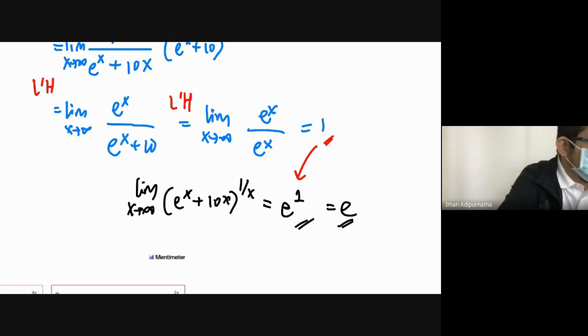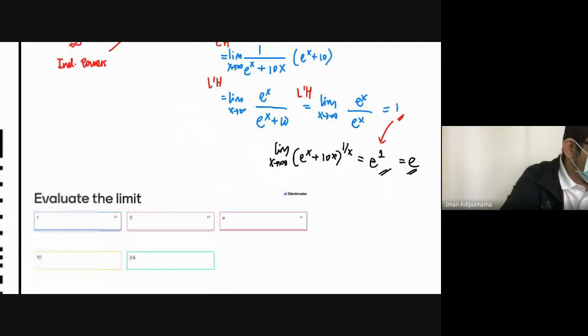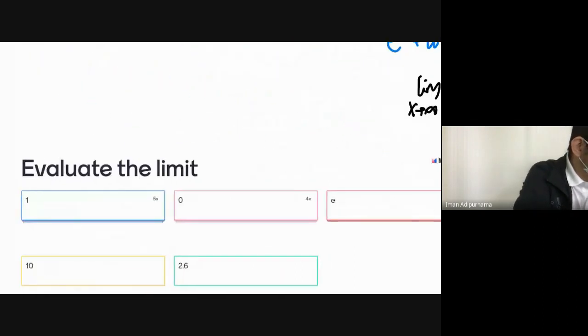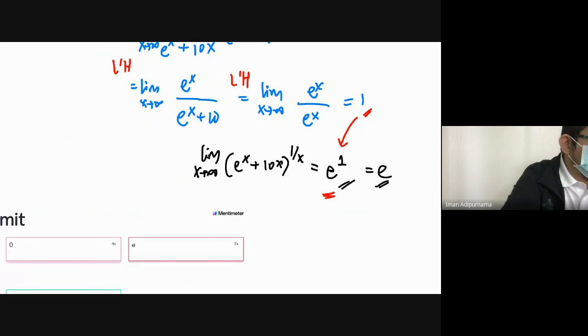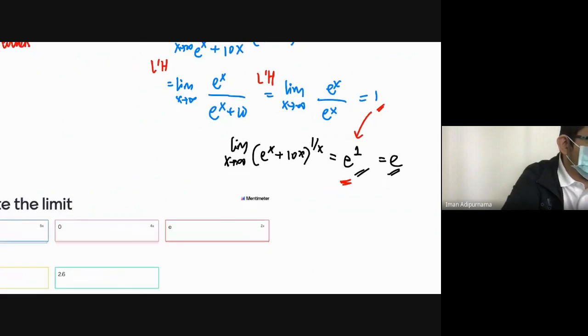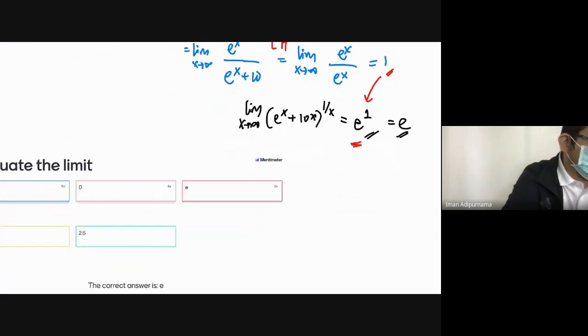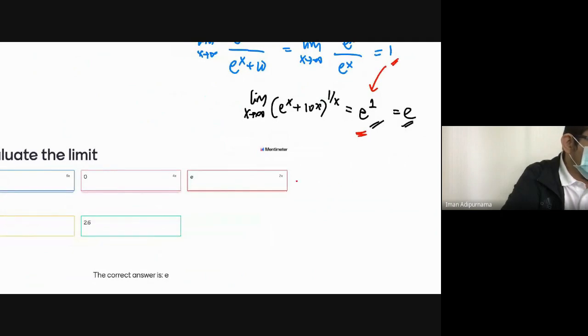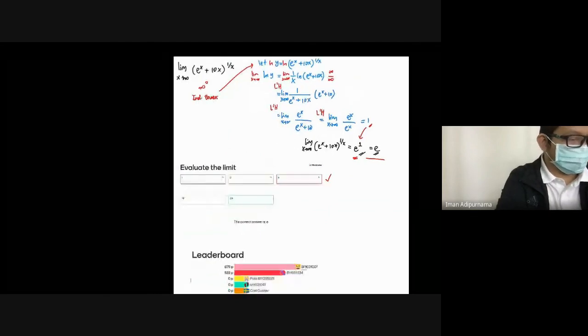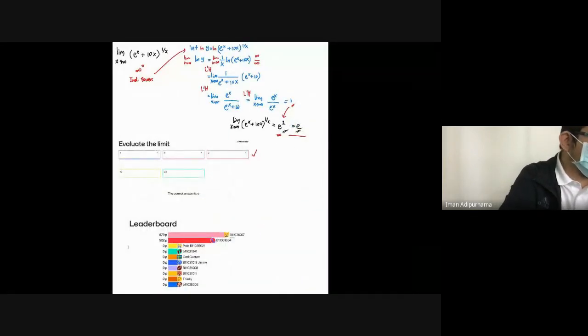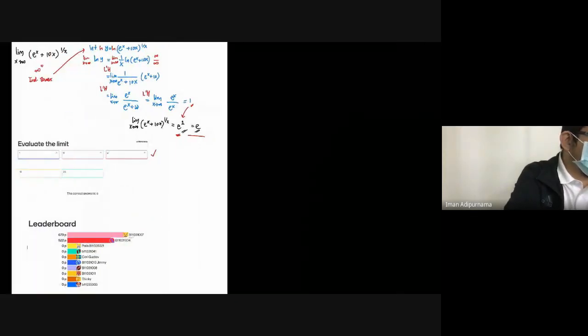Because I think most of you did a good job finding 1, but you need to take this 1 to e, because it's on the ln, right? So we need to have e with the power of something. So the answer is e. Okay, the next number.